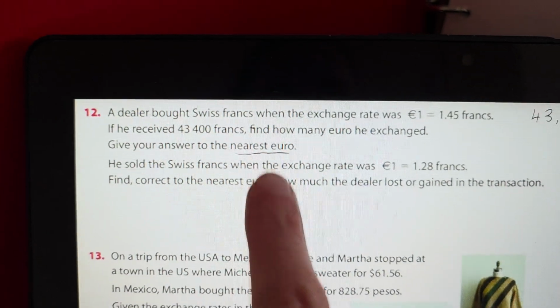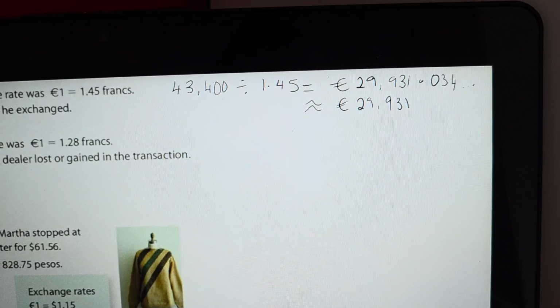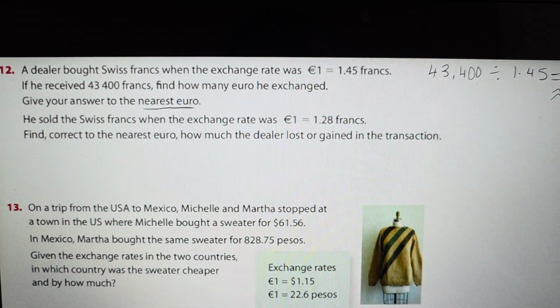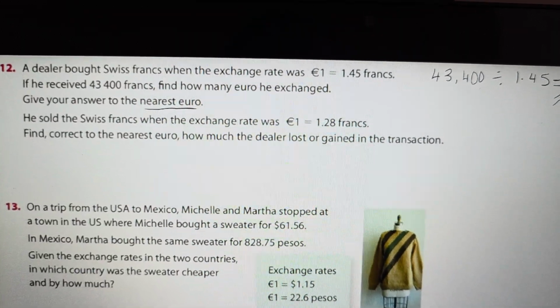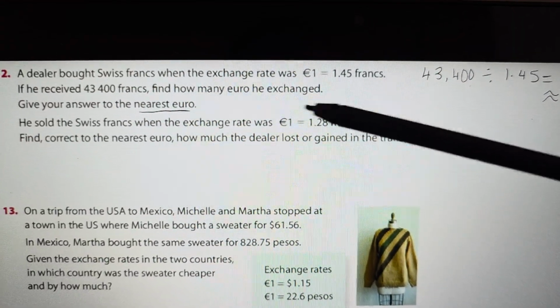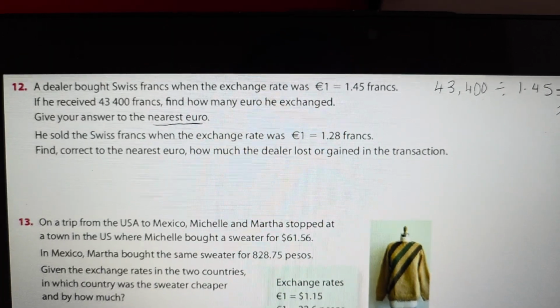Okay, so that's what it said. Give your answer to the nearest euro. So I get back 29,931 euro. Okay. He then sold the Swiss franc when the exchange rate was €1 would buy you 1.28 francs. So you can see the exchange rates have dropped. Find correct to the nearest euro how much the dealer lost or gained in the transaction.